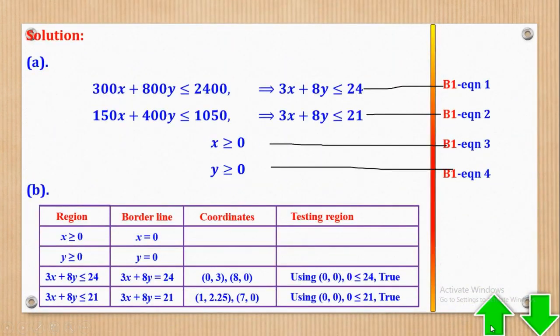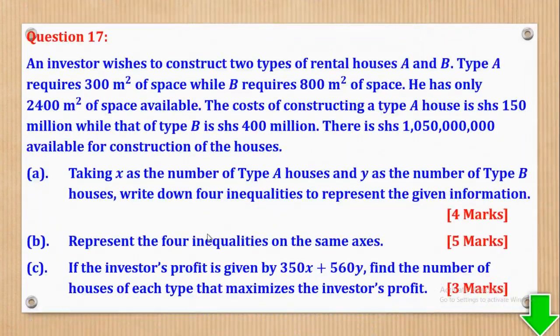So if you go back to your question, we have finished part B. Now we are going to part C. They say that if the investor's profit is given by 5350x plus 3560y, find the number of houses of each type that maximizes the investor's profit.